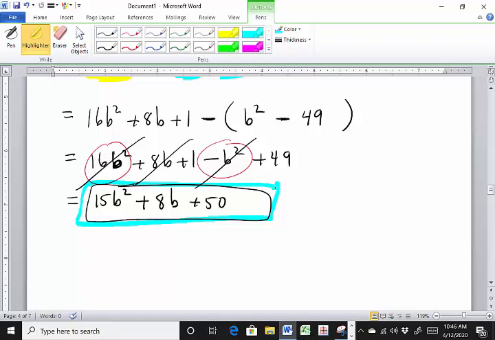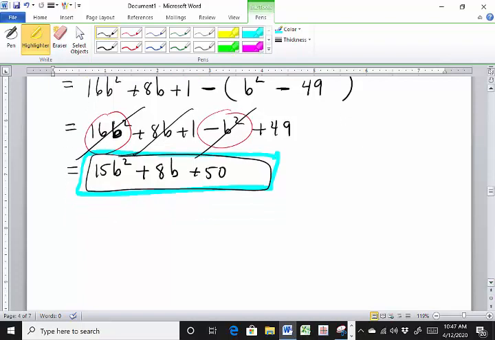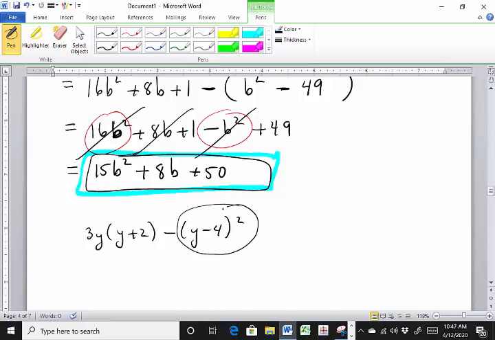All right, let's try another one. Okay, let's do 3y times y plus 2 minus y subtract 4 to the second power. Okay, we can't simplify anything within the parentheses. We can simplify this, the power, right?